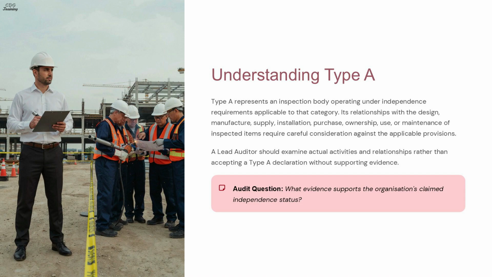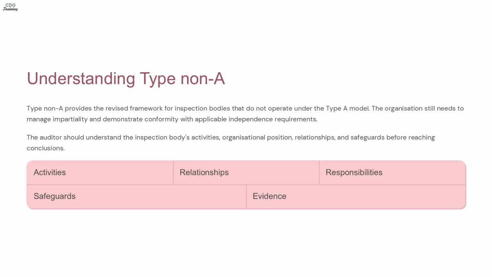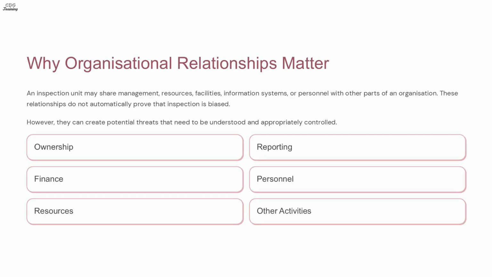Type A represents bodies operating under strict independence requirements, focusing on relationships with inspected items and careful consideration of applicable provisions. Type non-A provides a framework for bodies not under Type A, focusing on managing impartiality and independence requirements. Organizational relationships can pose threats to impartiality and need to be understood and controlled.